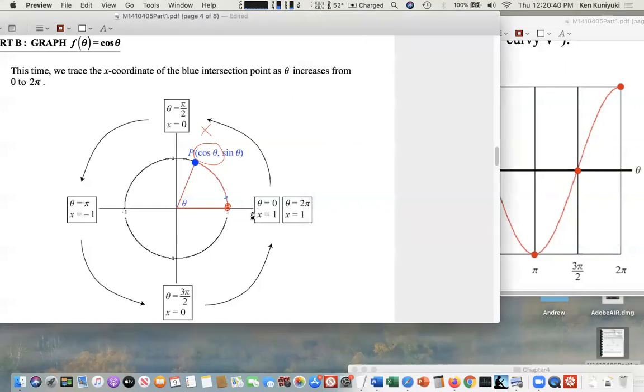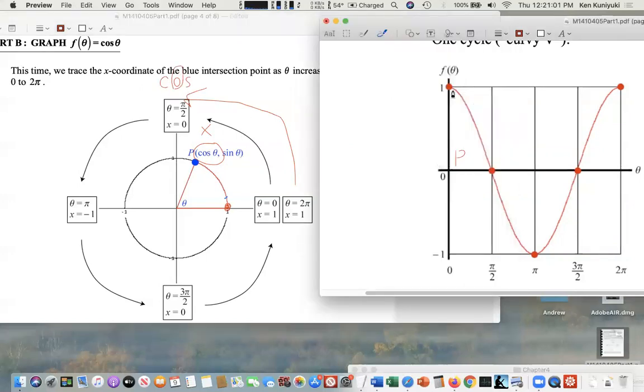Now, as we go from theta equals 0 to theta equals pi over 2, the x-coordinate, the cosine value, does what? It decreases from 1 down to 0. Cosine of pi over 2 is 0. Remember COS, that trick. The cosine function decreases in quadrant 1. Cosine at pi over 2 is 0, and we get this theta intercept.